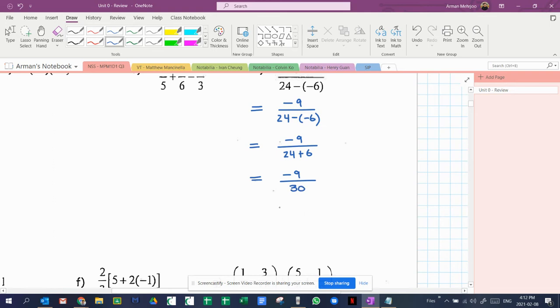In my next step, I'm going to go ahead and add 24 and 6, so I'll get 30. And then in my last step, I'm going to reduce this fraction. The way I can reduce it is by thinking of what number both the top and the bottom can be divided by. And it looks like that number is 3. So in my numerator, I'm going to get -3. In my denominator, I'll get 10. That's my final answer.